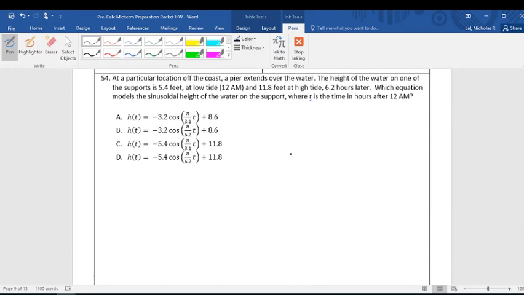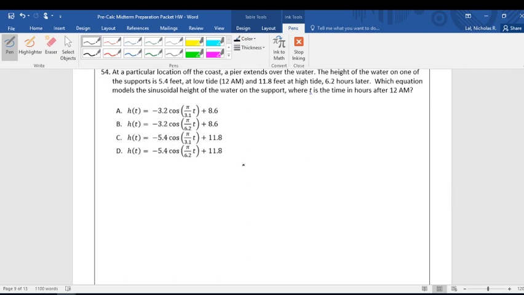54, oh, this will be a doozy. At a particular location, the coast extends over the water. The height of the water on one of the supports is 5.4 feet at low tide at 12 a.m. and 11.8 feet at high tide 6.2 hours later. Okay, so by the way, let's draw this graph out.